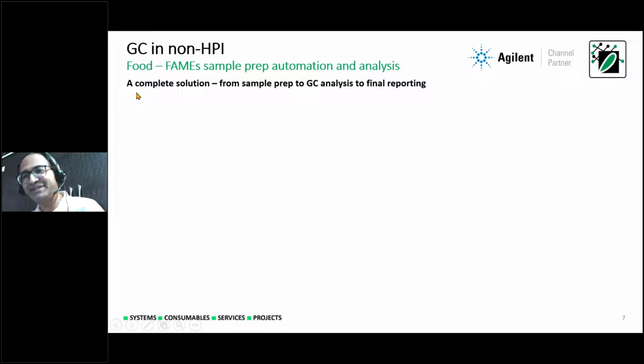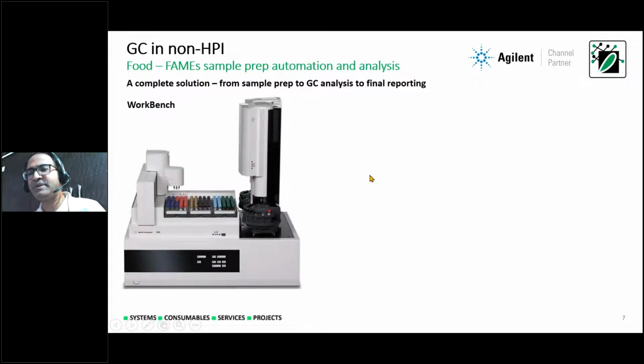So the title here says that it's a complete solution from sample prep to GC analysis to final reporting as you require. What is it that we are offering you for the sample prep? We are offering you a unit called Workbench, which is now available with Agilent for some time. This is how the instrument looks.